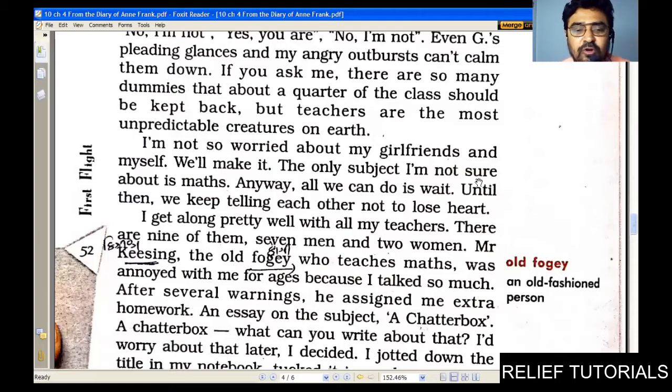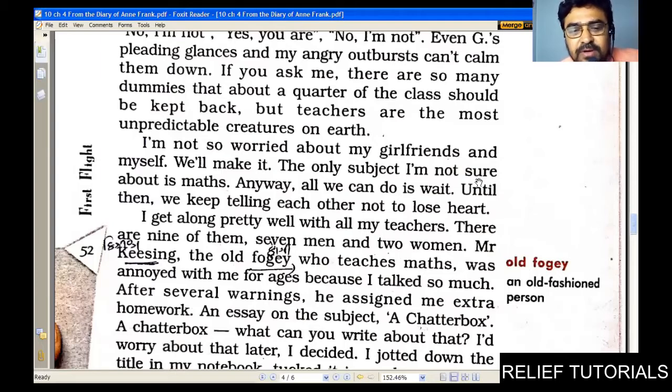"There are 9 of them, 7 men," like male teachers, "and 2 women." Mr. Keesing, what kind of person was he? The old, foggy, old-fashioned, orthodox, conservative kind of person who teaches maths. Math teachers normally are like that. "Was annoyed with me for ages because I talk so much." There is exaggeration, hyperbole. Well, he always remained very much annoyed with Anne because she is very talkative.